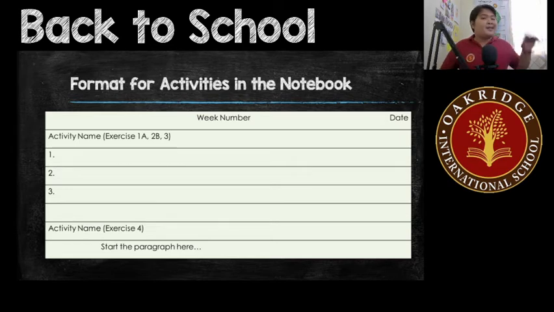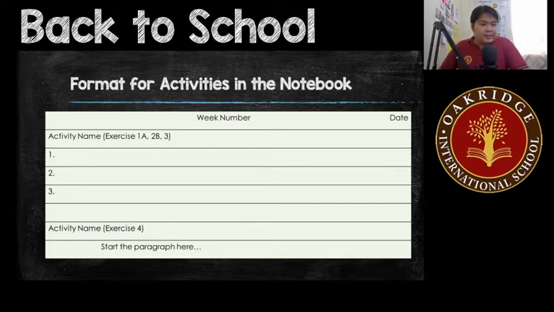Okay, and then date. Top right will be your date. Okay, write the date. Next, activity name. Activity name will be exercise 1 or exercise 2 or exercise 1A, 1B. Okay, write the activity name there, and then you're going to be enumerating it 1, 2, 3, 4, 5, and so on and so forth, downwards.